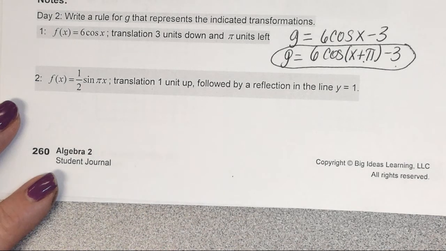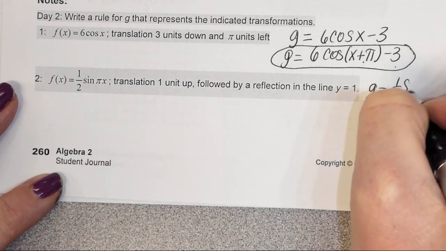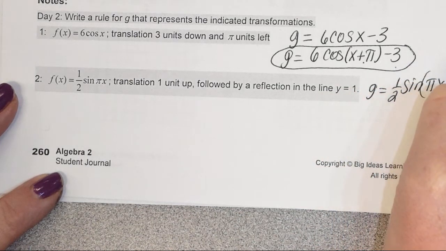So the easy part is the translation 1 unit up. What's that going to do? Just add 1. So my first step would be 1/2 sine of pi x, that's really in parentheses, plus 1.